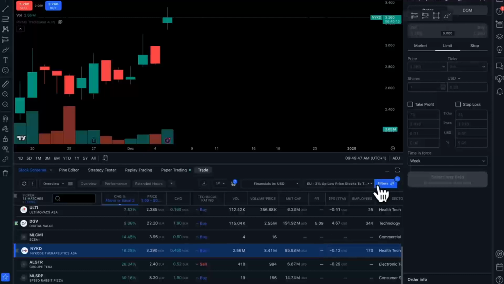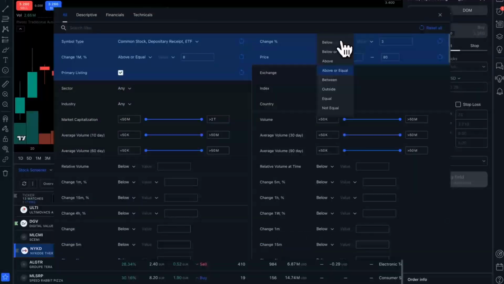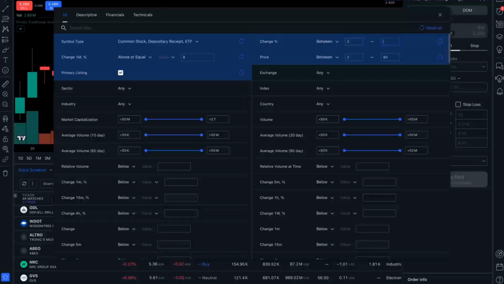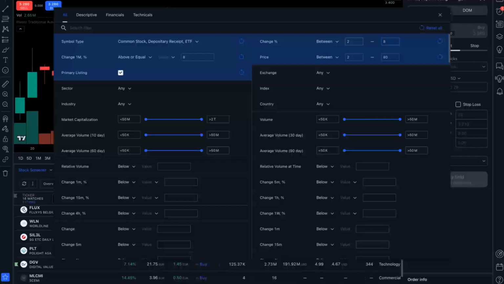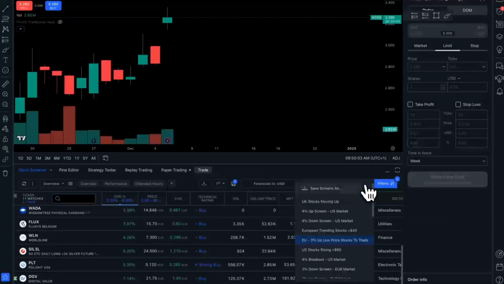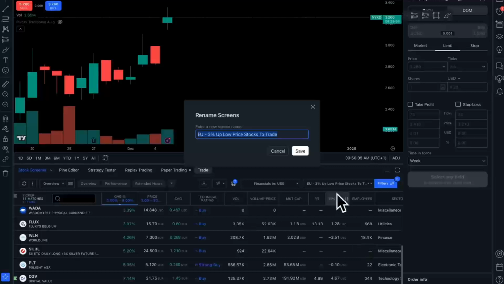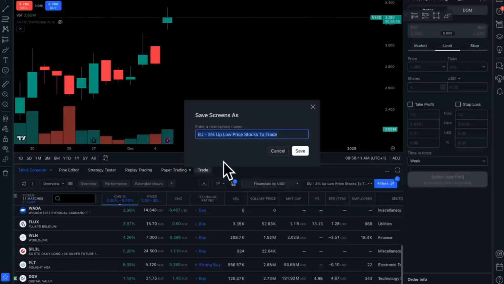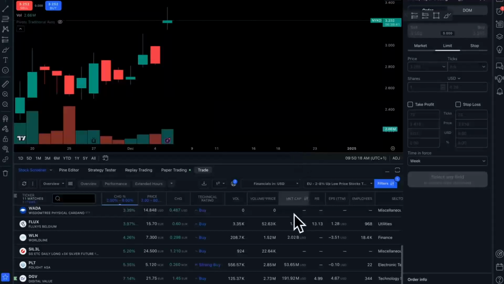So looking at this, I think that what we need to do is adjust our screener. So above or equal, but instead we'll set it between 2 to 8%. And that'll give us probably the stocks that we want to look at. So now we'll edit this. Or rather, we'll save as EU 2 to 8% up low price stocks to trade. And there you go, guys.